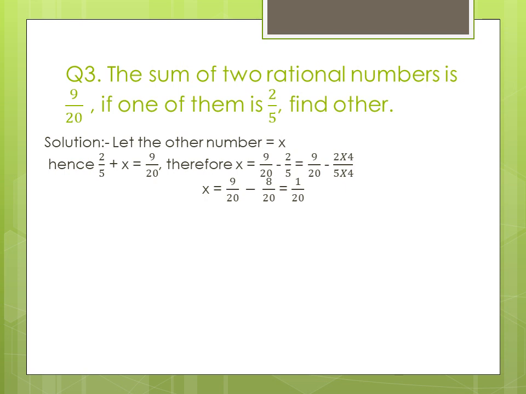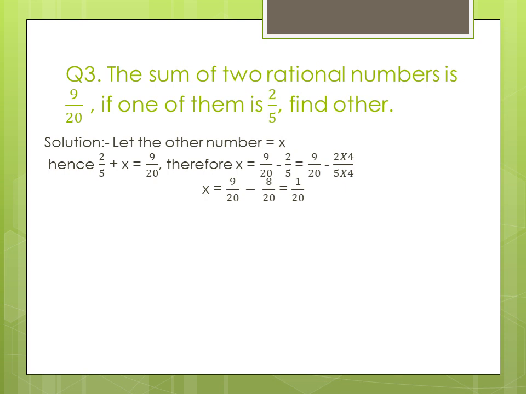I hope you know how to transpose the term which you have learned in the earlier classes. 2 by 5, we have to take it on the other side. So we have to transpose it. So when we do that, the sign of the term gets changed. So here 2 by 5, which was positive, it will become negative. So 9 by 20 minus 2 by 5.